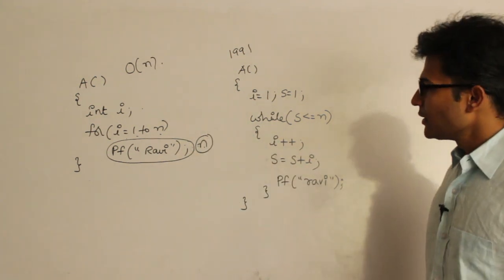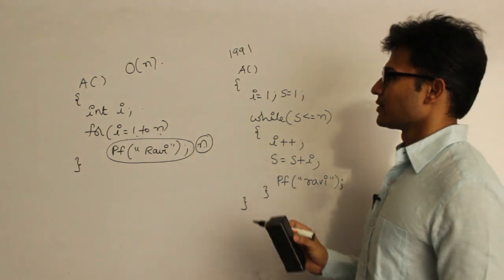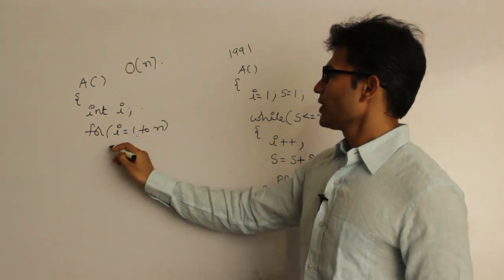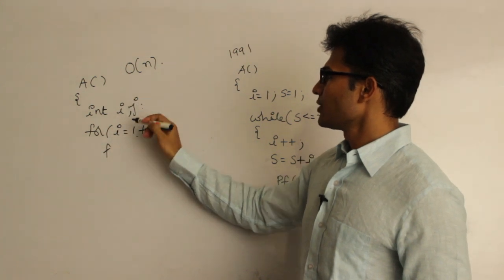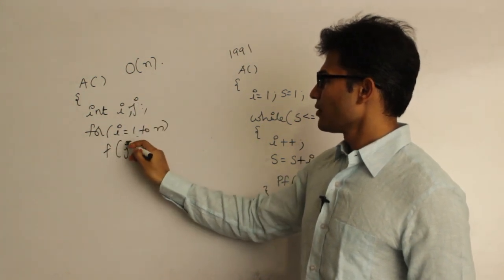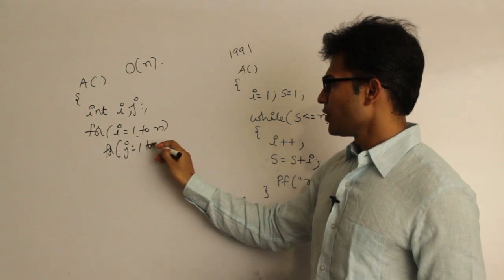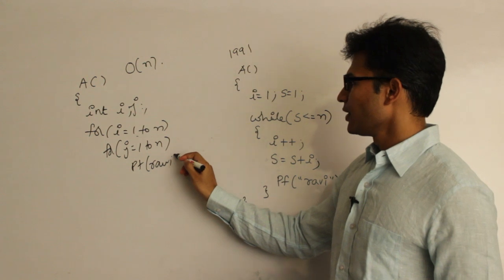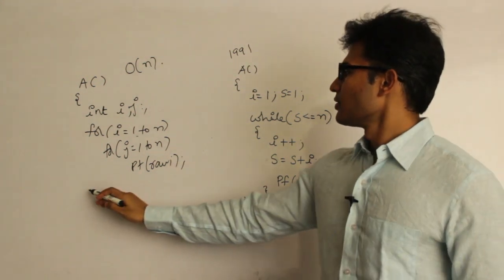In case I have something like this, instead of only this n, if I have again int i comma j, and I have for j equal to 1 to n, printf Ravi, then how does it work?